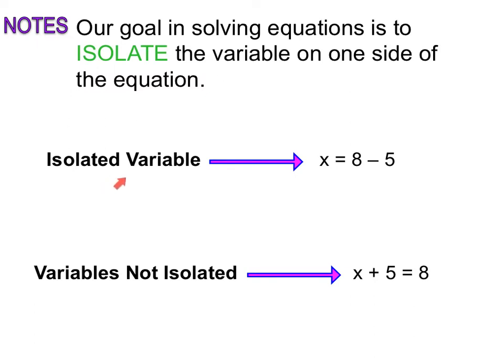So here's an example of an isolated variable. If you notice, the x is on the left side of the equation and everything else is on the right. In this example, where variables are not isolated, my x is on the left side of the equation with the number 5. It is not isolated. It is not alone.